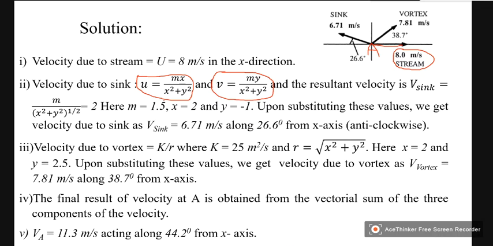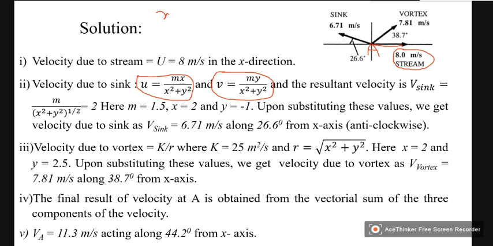So u is equal to mx by x square plus y square, and v is equal to my by x square plus y square. And the resultant velocity will be square root of u square plus v square. If I find that, u square plus v square will be m square x square by x square plus y square whole square.